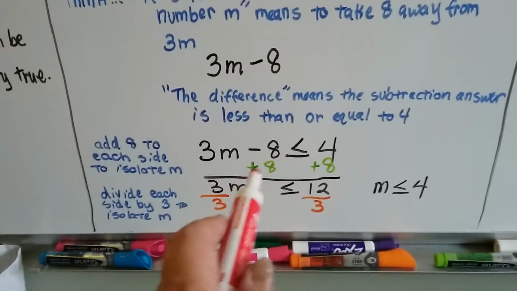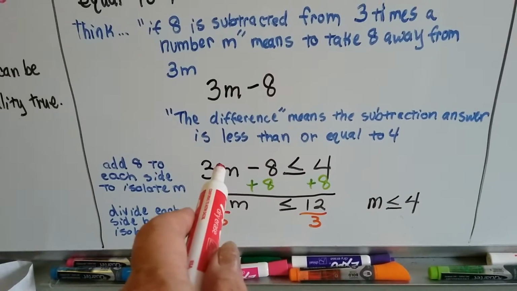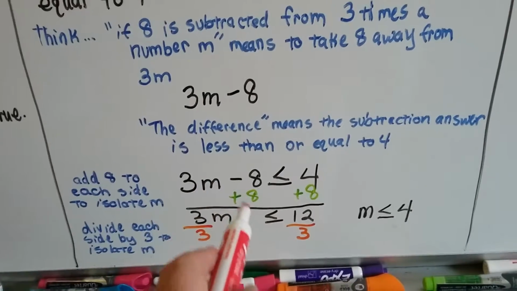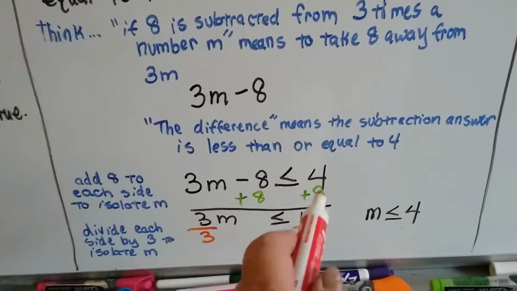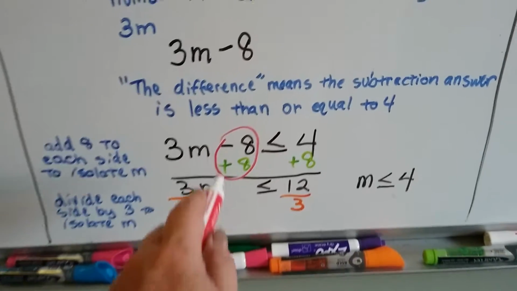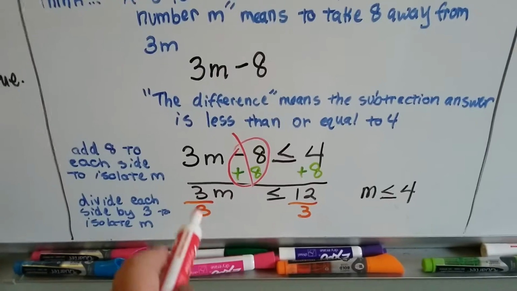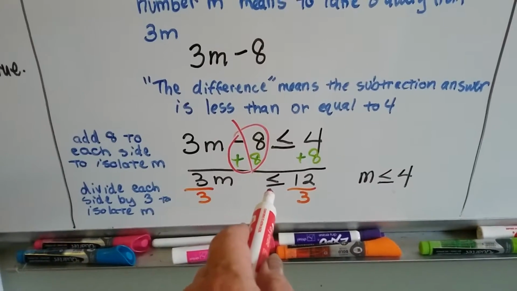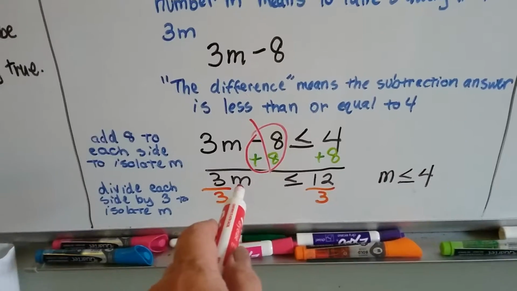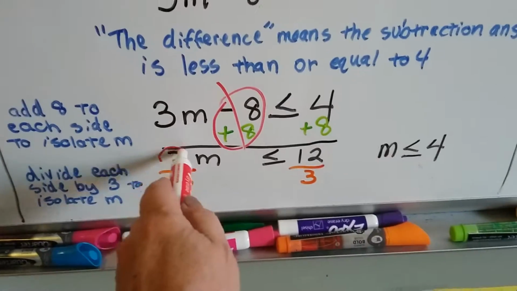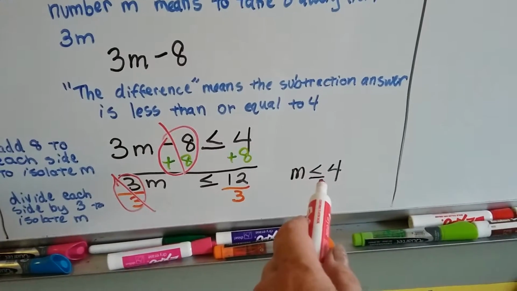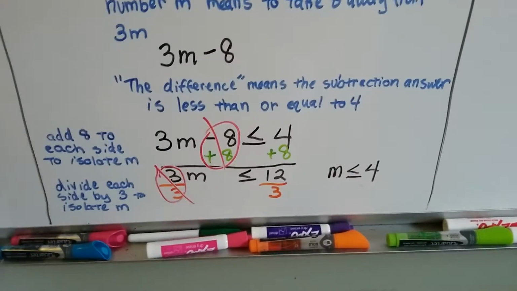Now all we have to do is add 8 to each side to get the 3m alone and isolate it so that we can eventually get the m alone. And we add 8 and we add 8. Because we had a -8 and we add a +8, that becomes a 0 pair, and now these are gone. And now we've got 3m is less than or equal to 12. We can divide each side by 3 to totally isolate the m. This becomes a 1, and we discard it. And now we have m is less than or equal to 4. See?